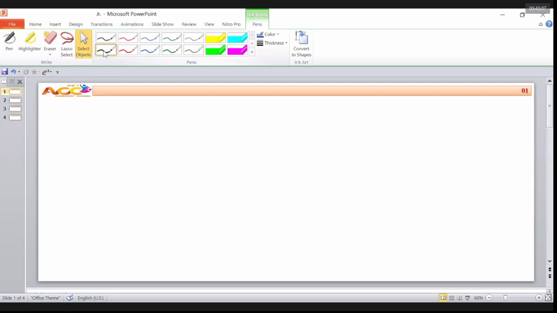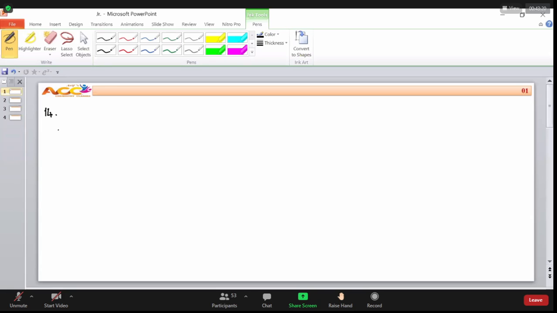Question number 14. Now see this reaction again, another new concept. Calculate the heat of neutralization. Very good. Enthalpy of neutralization.